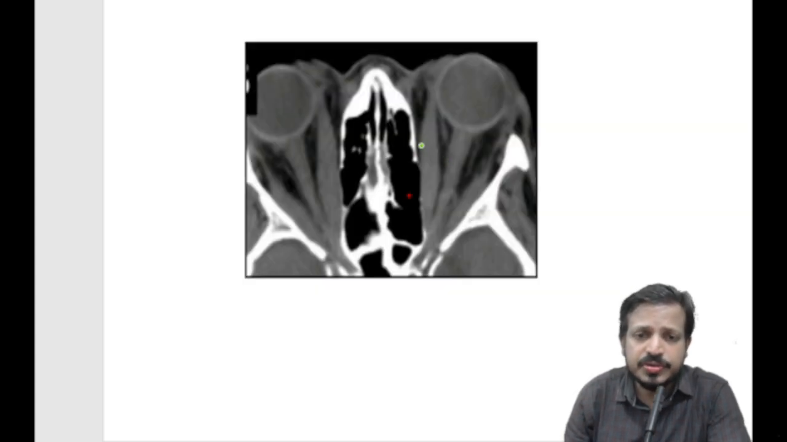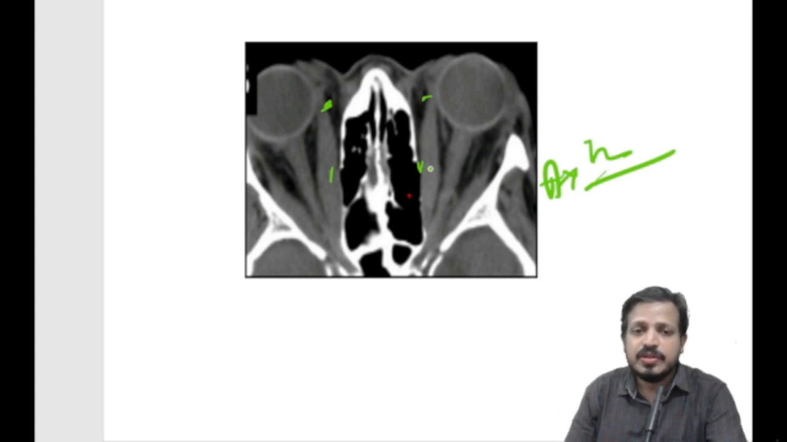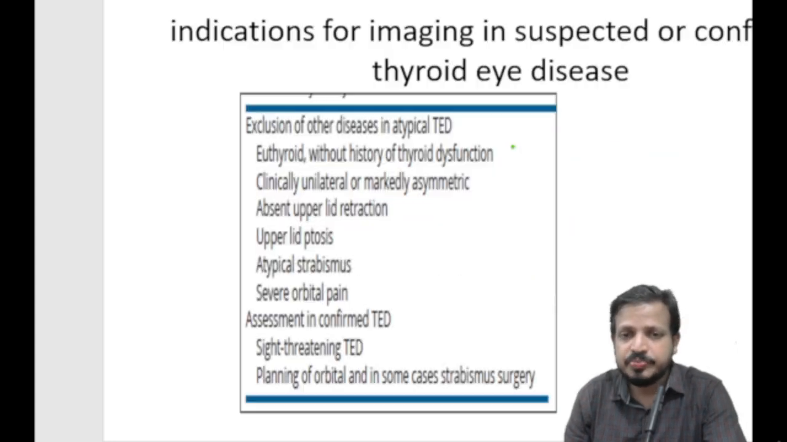And this is the same picture in the axial view. Here this is the extraocular muscle, and you can see the muscle bellies are thickened, and there is no tendon involvement. So tendon sparing is present in thyroid eye disease, but there is thickened extraocular muscle involvement.